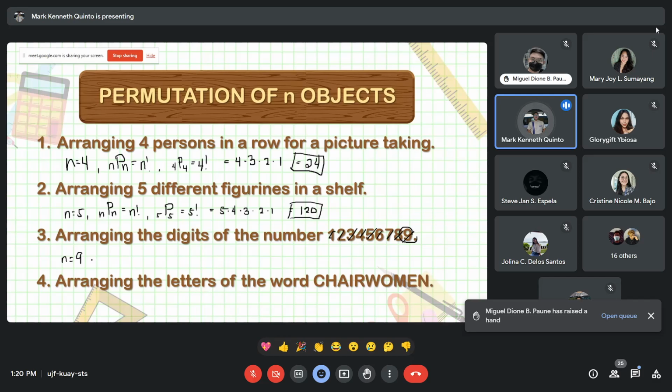So therefore, what is the permutation, or how many arrangements do we have? What is the answer? So therefore, we have the permutation of n objects taken n at a time, and that is equal to n factorial. So we have permutation of 9 objects taken 9 at a time is equal to 9 factorial.